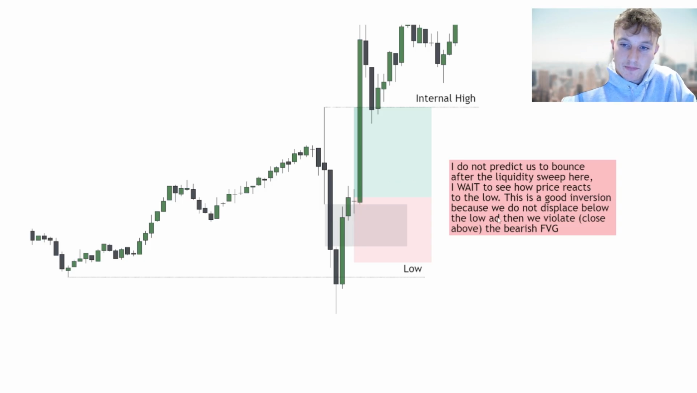I have a different criteria for taking old fair value gaps. So it's a good fair value gap because we do not displace below the low, and then quickly, in one candle, we just come up, violate it here, and then we take off to the internal high. And these are actually data highs from my one setup for life video.